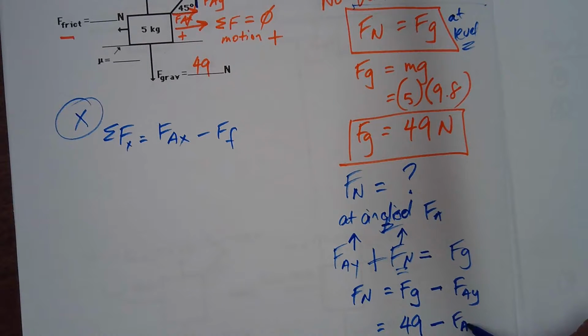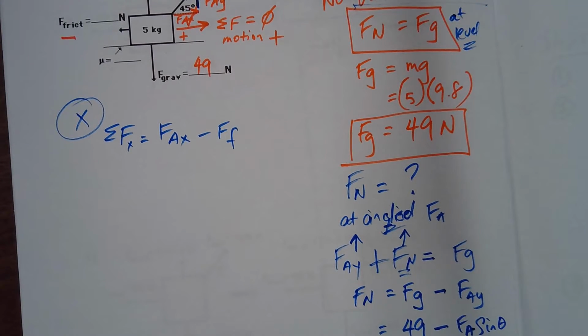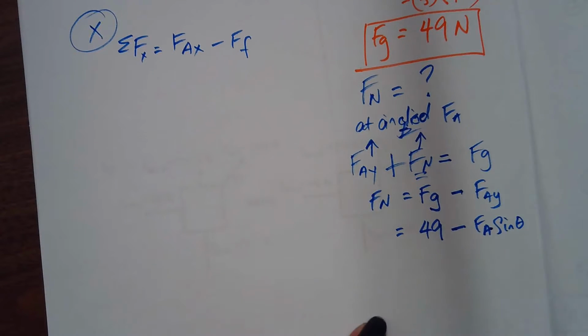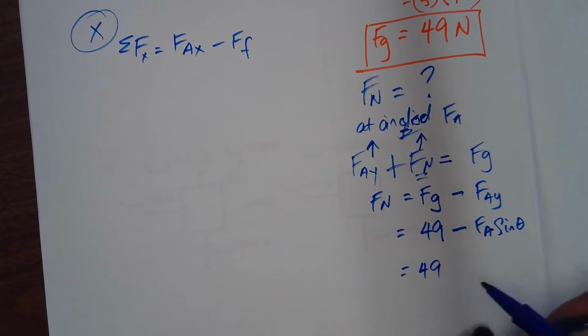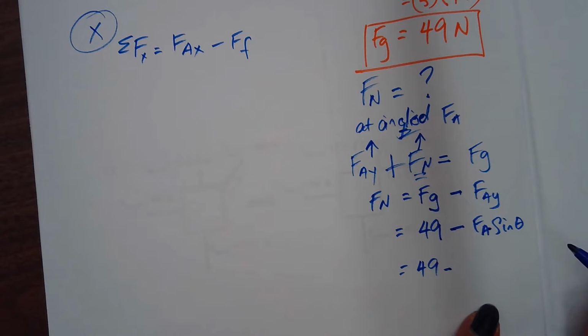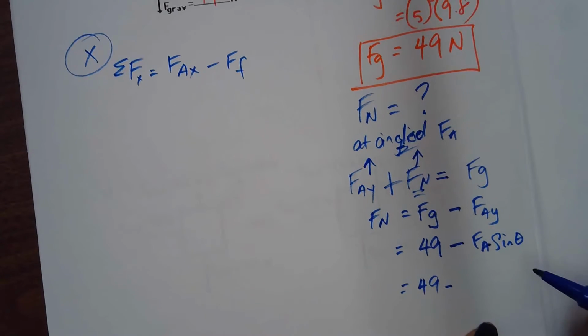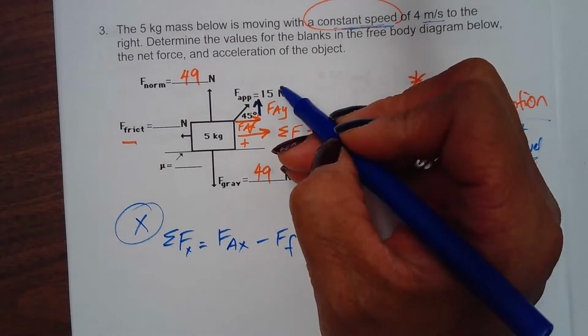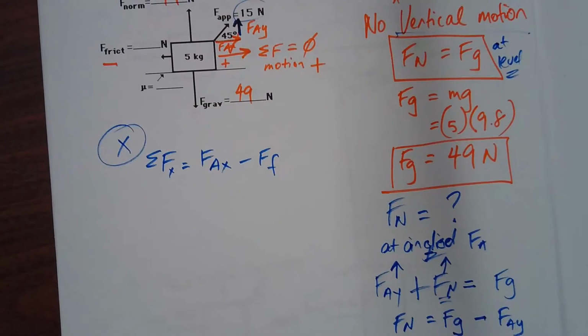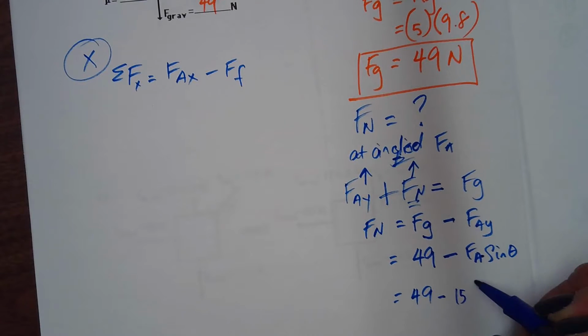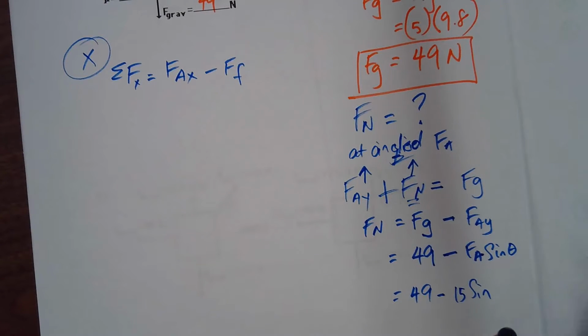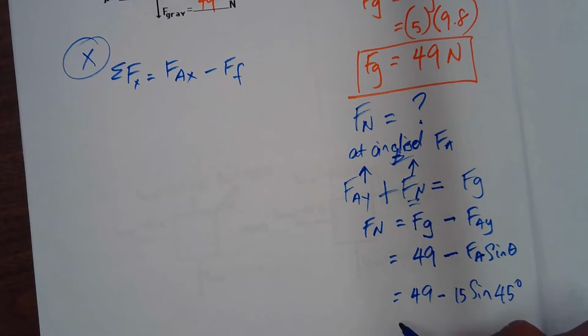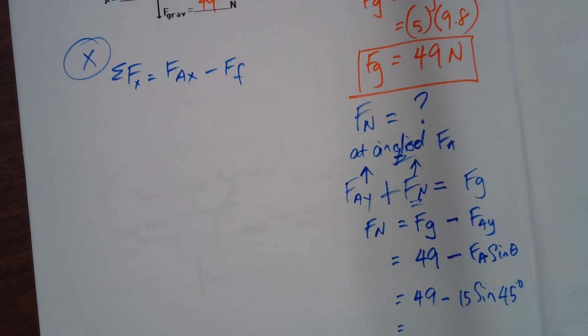Fa, let's do your trigonometry here, sine theta. Okay, so let's put the numbers in now. 49 minus, what's the applied force? Look at your picture. Applied force is given as 15. You guys with me? 15 sine of, what's the angle? 45 degrees. Okay, so what do we have here?